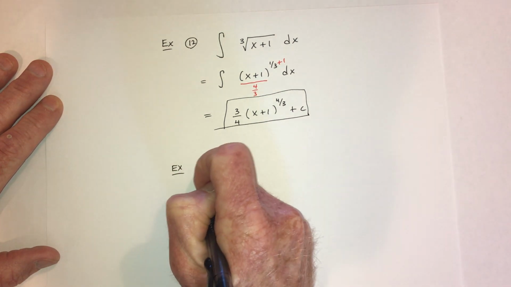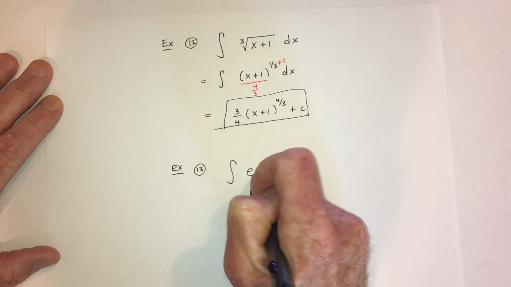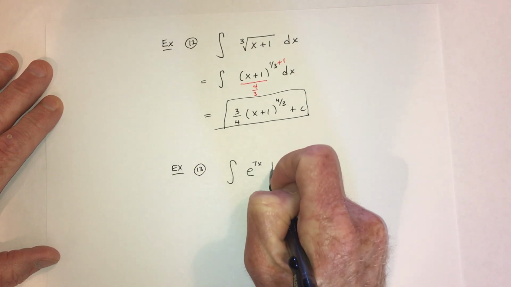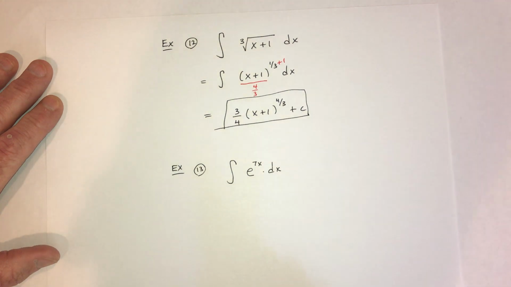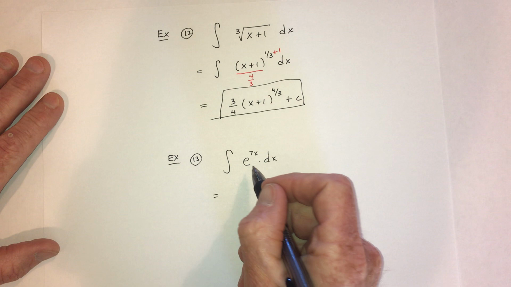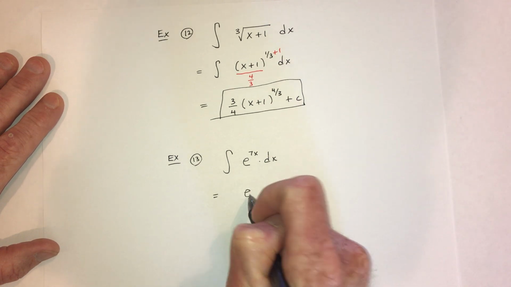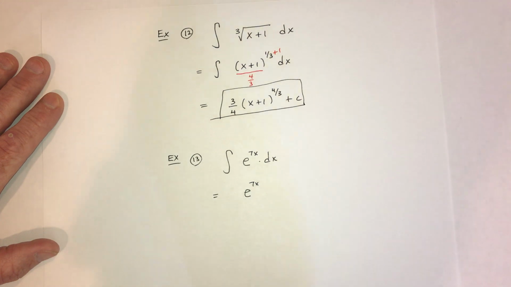And for the last one, lucky number 13, what's the antiderivative of e to the 7x? Well, since that's the e function, the derivative of the e function is the e function, and the integral of the e function is the e function. Yes, I know, plus c.